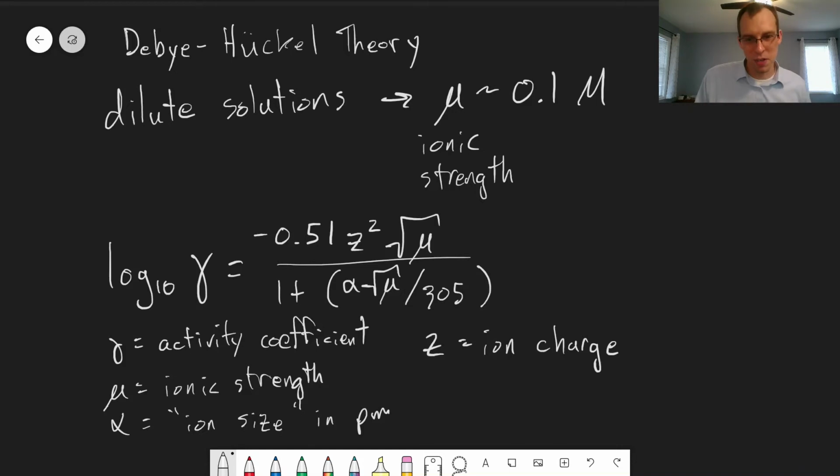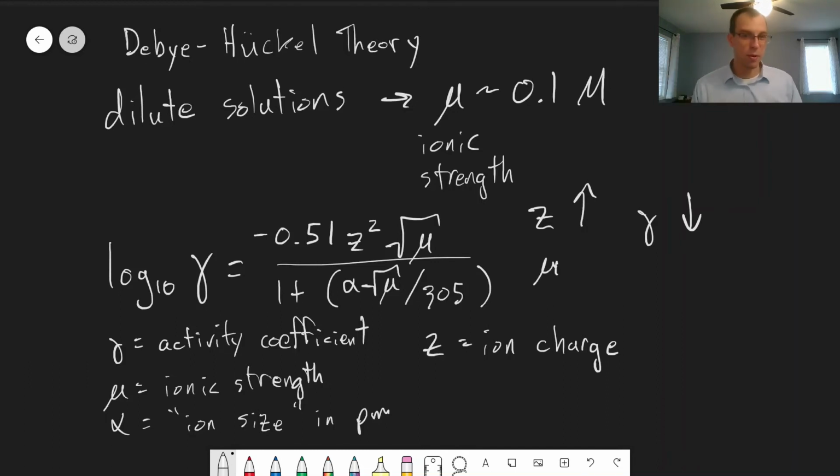Okay, hopefully you paused the video and took a minute to think about it. One thing we see is that as Z increases, the log will become more negative, which means that our gamma value will decrease, so it'll be further away from 1. And this is what we'd expect. Larger charges, whether positive or negative, it doesn't matter because it's squared here, should lead to a more significant deviation from ideal behavior.